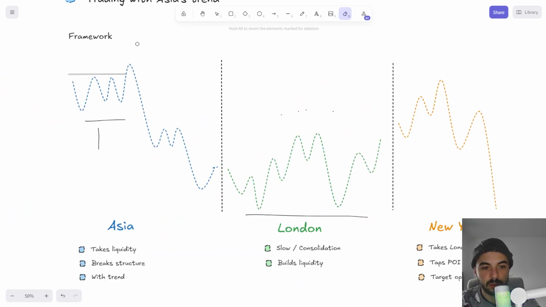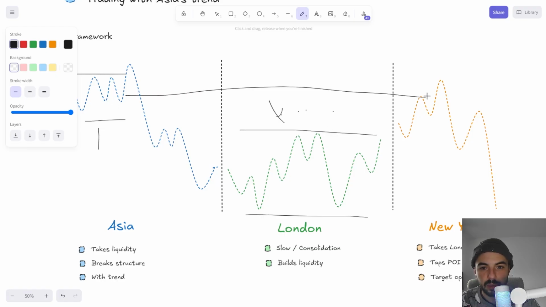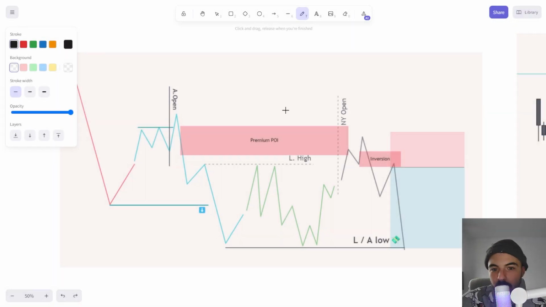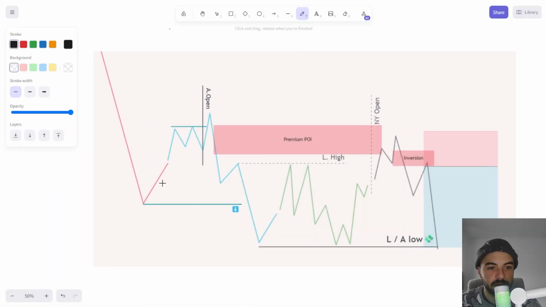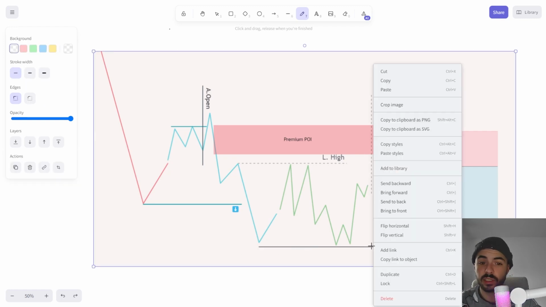You want to see Asia open take liquidity, break structure, London build liquidity, New York take London's liquidity, tap a POI from inside Asia, then wait for an entry pattern and look to target the lows, right? Maybe this drawing will help you understand more. We are overall bearish. We see on Asia open, price raids liquidity, then starts breaking structure towards the lows. We see London building liquidity on the highs and on the lows. Then when New York opens, we raid that London high, we tap that premium POI. After that, we get an entry pattern, whatever entry pattern you're gonna use. I'm gonna talk about entry patterns soon. Then you just look to take your entry and target those lows. The same case for bullish scenarios, just reversed, right?